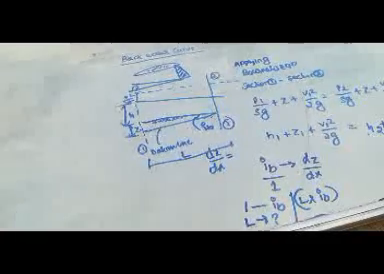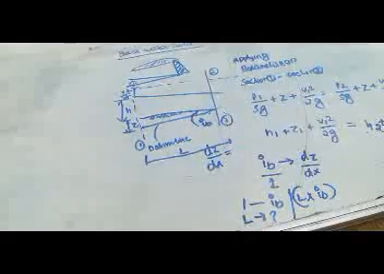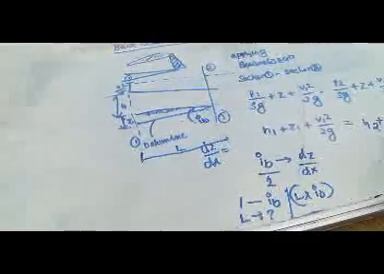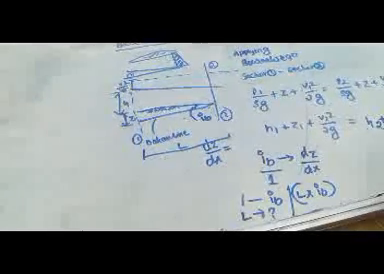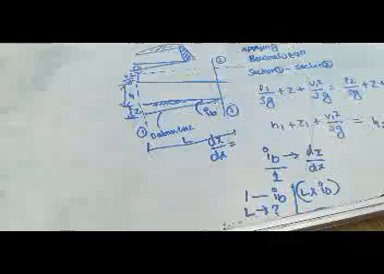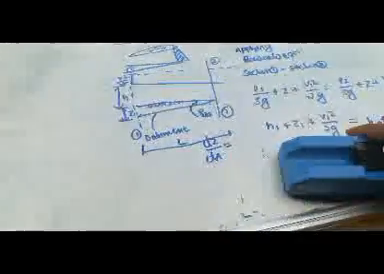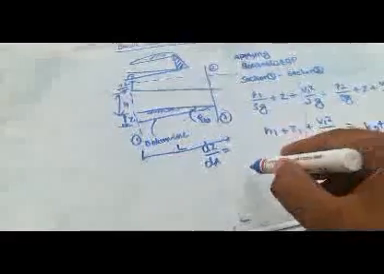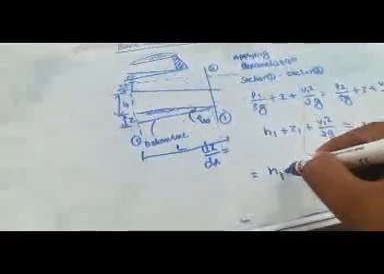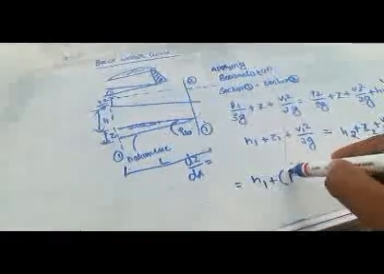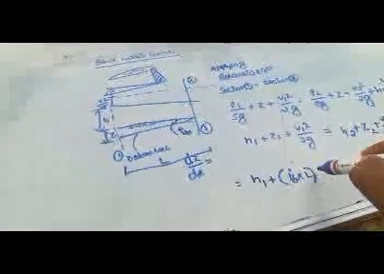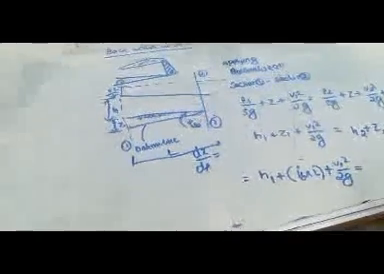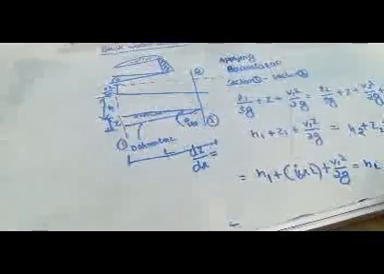So we can write it here, the change in energy loss with respect to H. This Z2 we can write as IB into L. So here I will write H1 plus Z1 for the base, IB into L, plus V1 square by 2G is equal to HL.